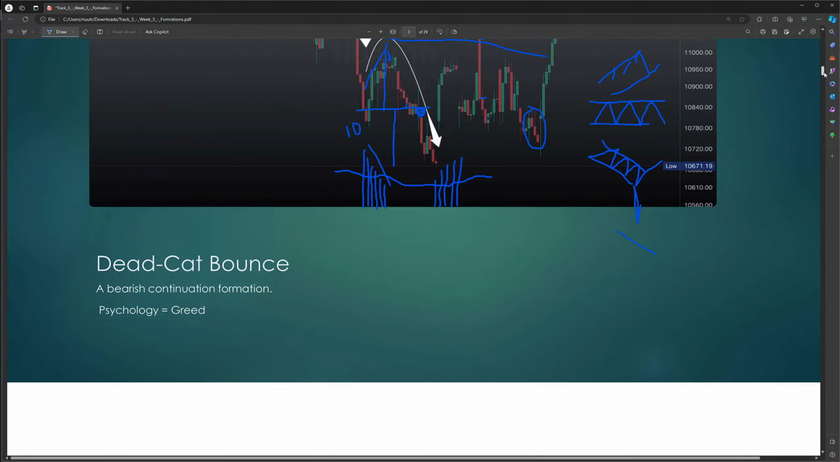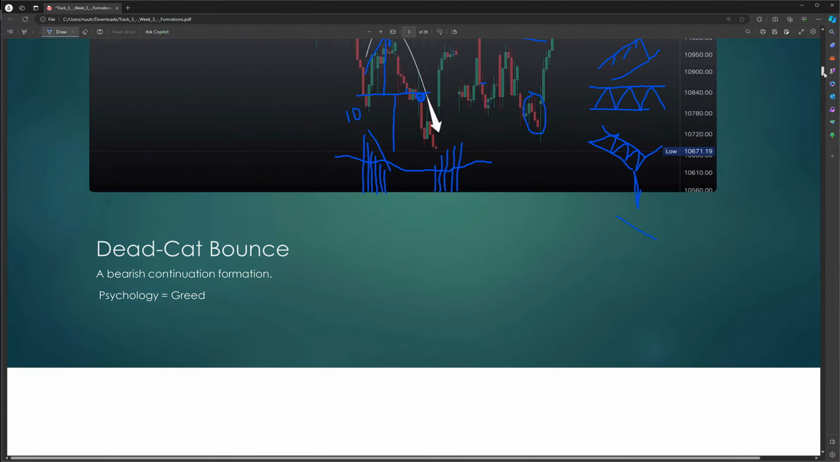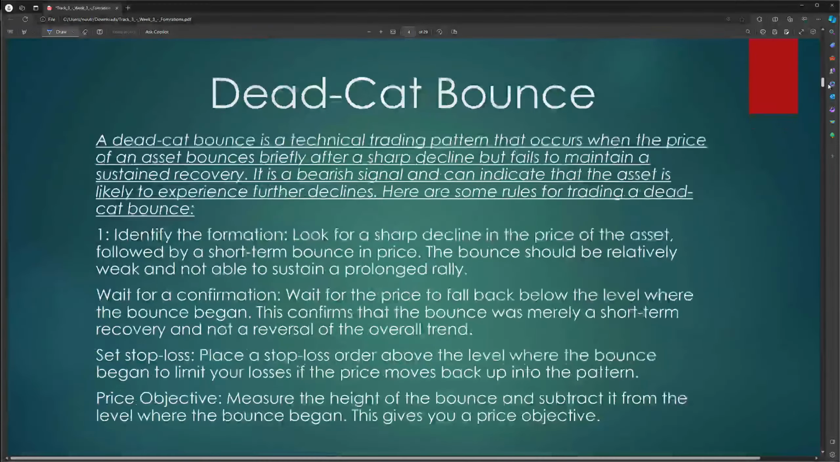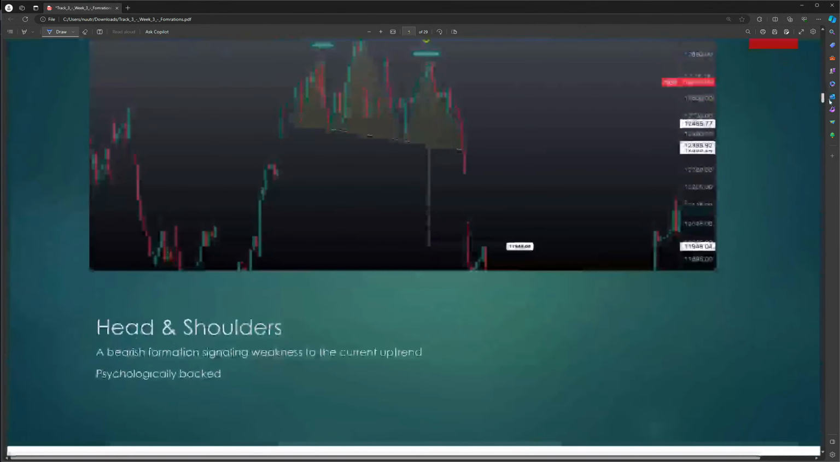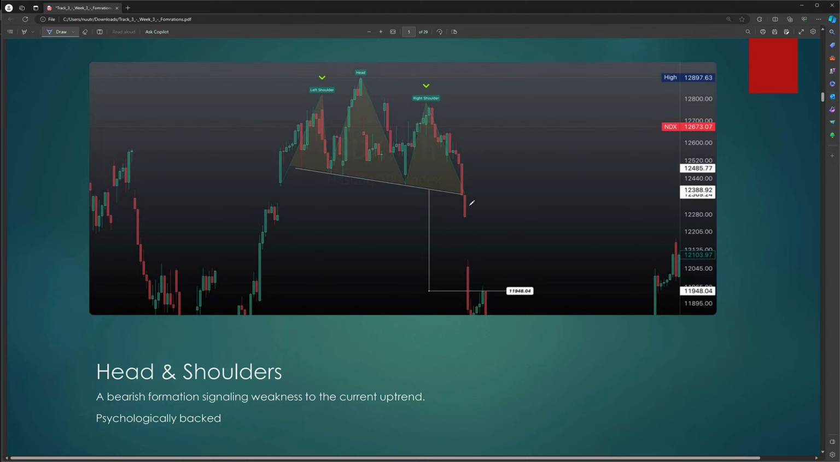But we will continue learning the volume indicator in indicators week, which will be week number 5. Okay, we're on week number 3 right now. So these are the dead cat bounce properties. Please remember to take that into account. And let's go ahead and take a look at the next formation here, team. This formation is known to be a bearish formation.